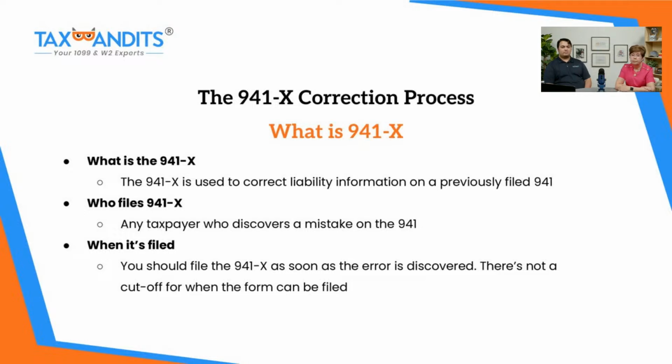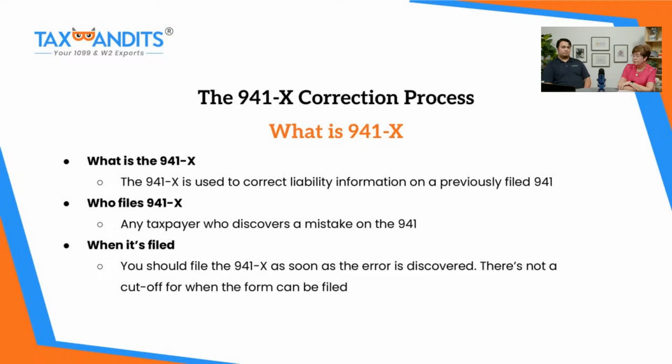And not only with that, 941X corrections don't always correct everything within the original filing. The 941X specifically is mainly for correcting liability information. So if it was an address or an incorrect EIN and the IRS just didn't reject it when scanning and processing the 941, this isn't necessarily for that. This is more for liability if you had overreported or underreported wages or anything that was withheld.